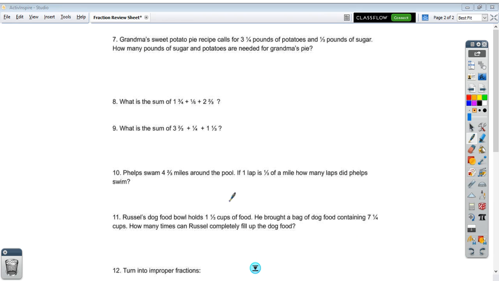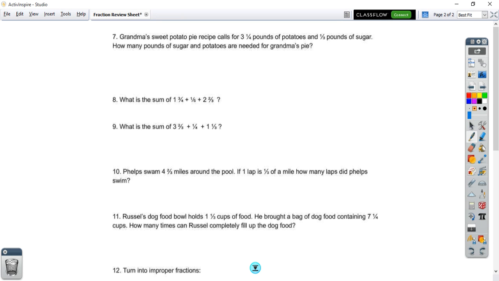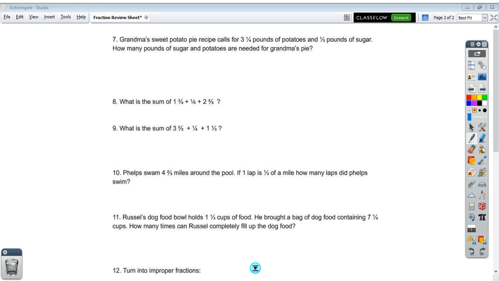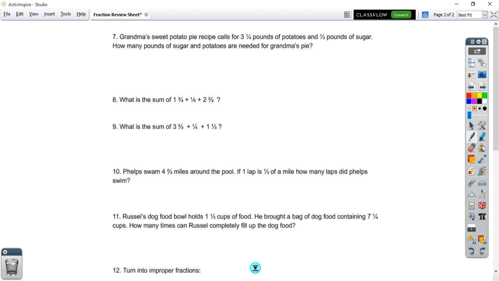Question 7. Grandma's sweet potato recipe calls for 3 1/4 pounds of potatoes and 1/3 pound of sugar. How many pounds of sugar and potatoes are needed for the recipe? So we've got 3 1/4 pounds and 1/3 pound, and we're putting them all in. So we're adding all these things together. So this is going to be 3 1/4 plus 1/3.